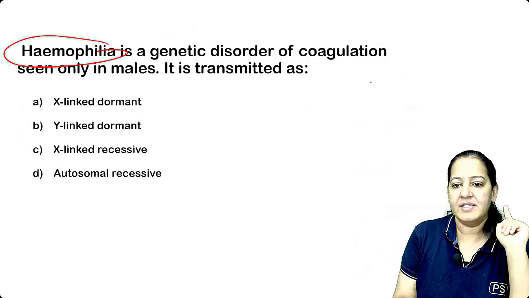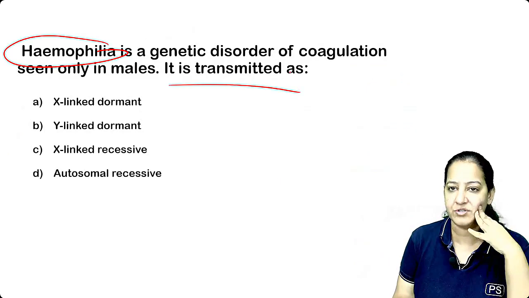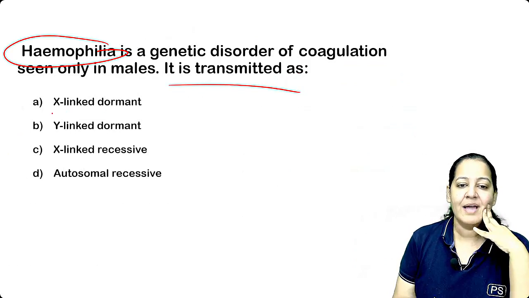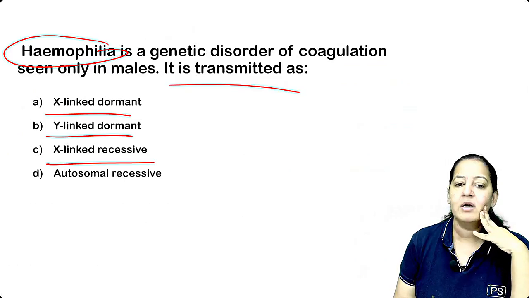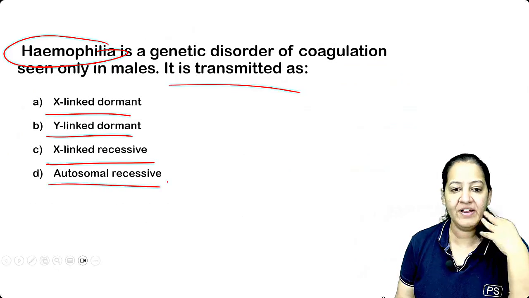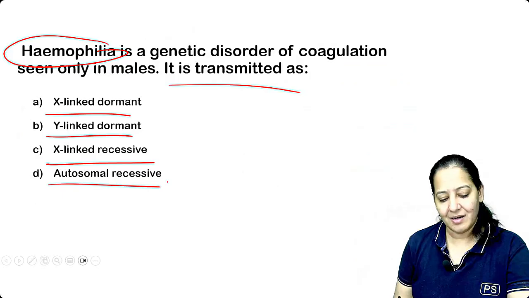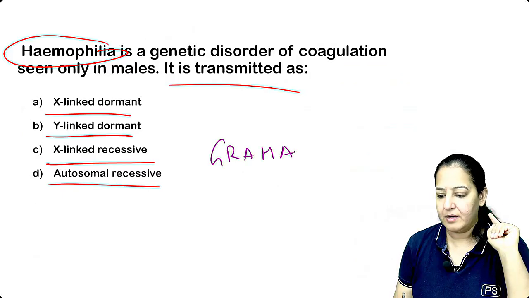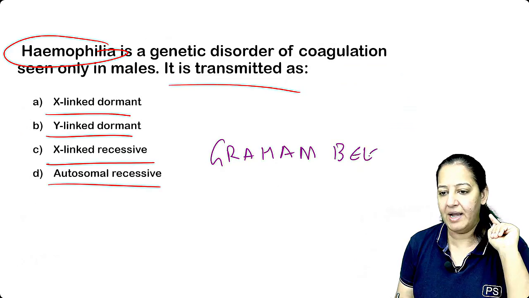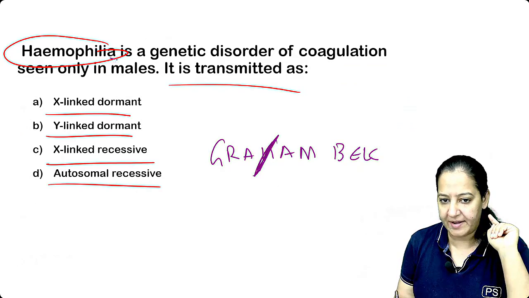Hemophilia is a genetic disorder. It is transmitted as what? X-linked dominant, Y-linked dominant, X-linked recessive, or autosomal recessive? Where was hemophilia coming? Let me help you in revision. Graham Bell, the H in it is hemophilia.